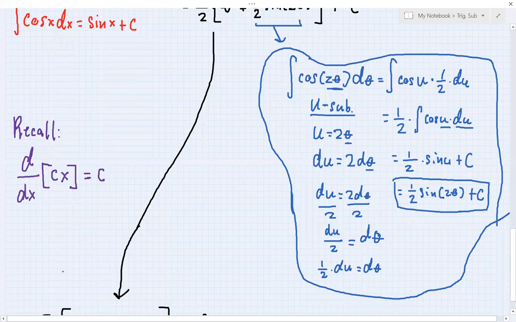Wait lang. Nabulol ako, sorry. Binalikan, sorry guys ha. Binalikan yung u natin to 2 theta. Okay, binalikan natin siya. Okay?